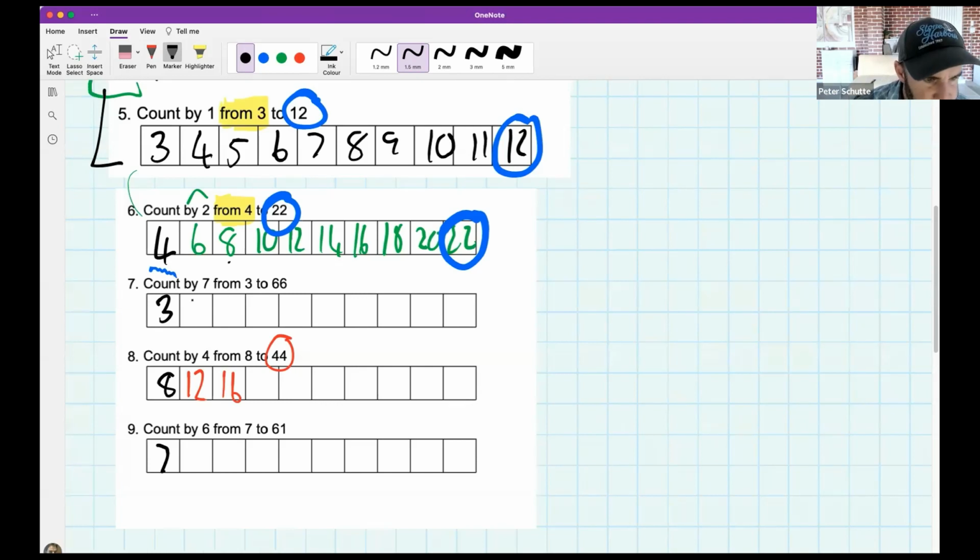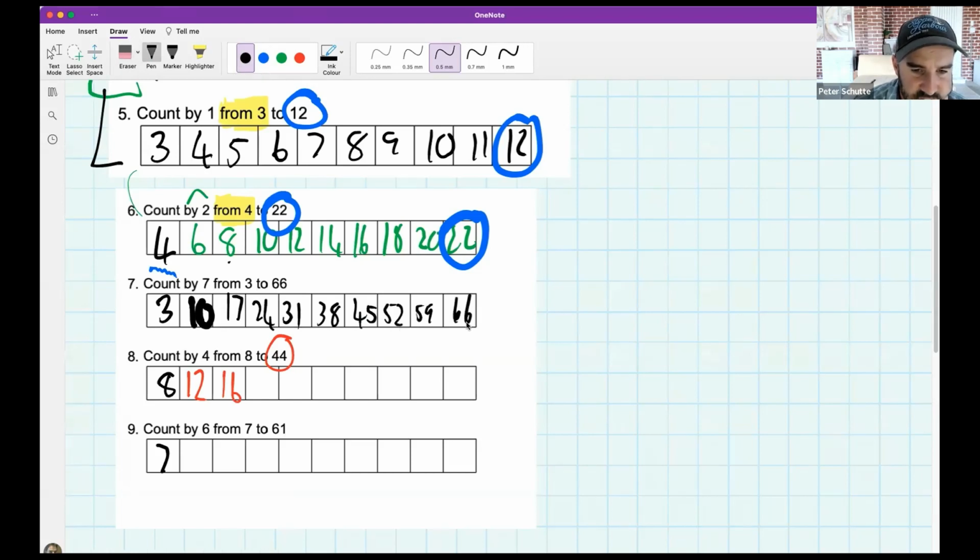So count by 7 from 3. So if I'm counting by 7, I'm going to go 10. Oh, let me get a thinner curve. So 10. So I'm starting at 3, counting by 7. So 24, 31, 38, 54. Oh, have I made a silly mistake? 38, 45, 52, 59, and 66. Notice how the last one here, I know I've got it correct because of that. And then for this one, like that.